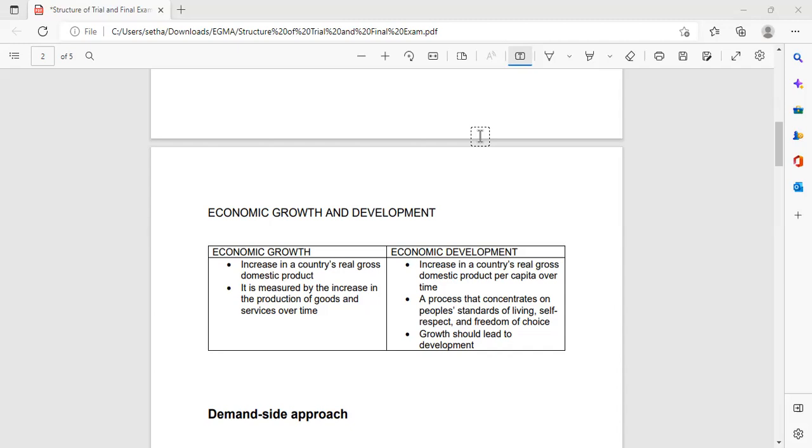So economic development is an increase in a country's real gross domestic product per capita, real GDP per capita, which is the measurement of the total economic output of a country divided by the number of people. Economic growth is measured by the increase in the production of goods and services over time, whereas economic development is a process that concentrates on people's standard of living, self-respect, and freedom of choice. So for development to occur, there should be growth.